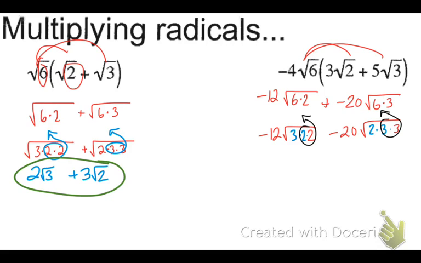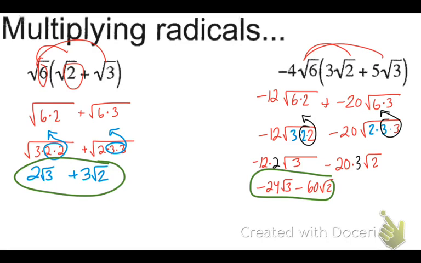And then that gives me a 2 on the outside, which gets multiplied with the 12, and a 3 on the outside, which gets multiplied with the 20, resulting in this. And that's your final answer because those are unlike radicals.